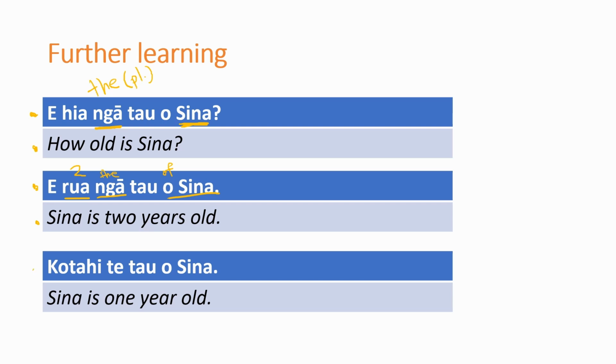Lastly, kotahi te tau o Sina. Kotahi means 1 or 1 of. Te tau, now notice here, it's not ngā because you're talking about 1 age, not 2 or more, not plural. So the sentence means Sina is 1 year old. Ka pai? And there's more.